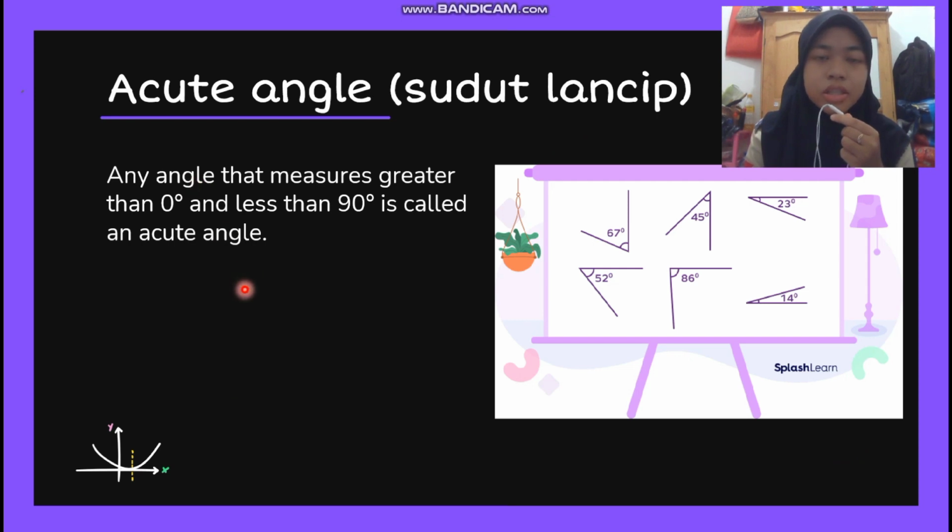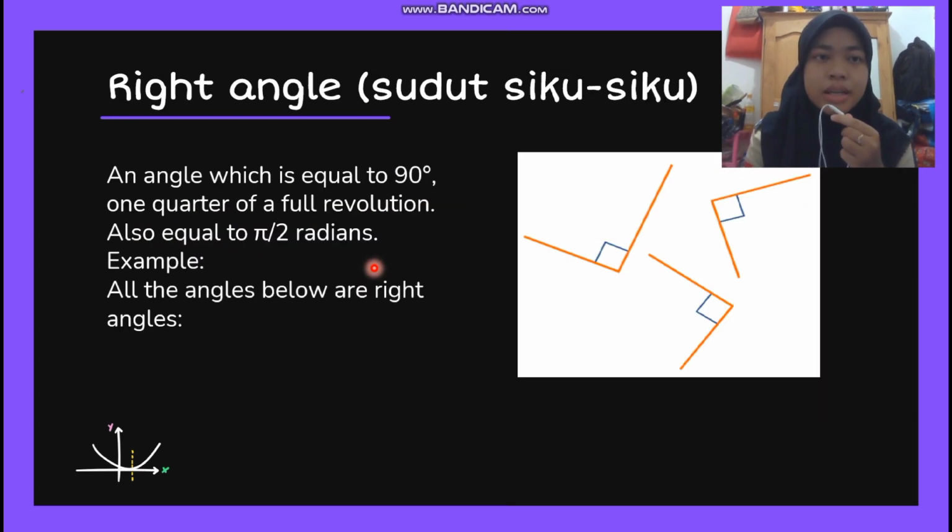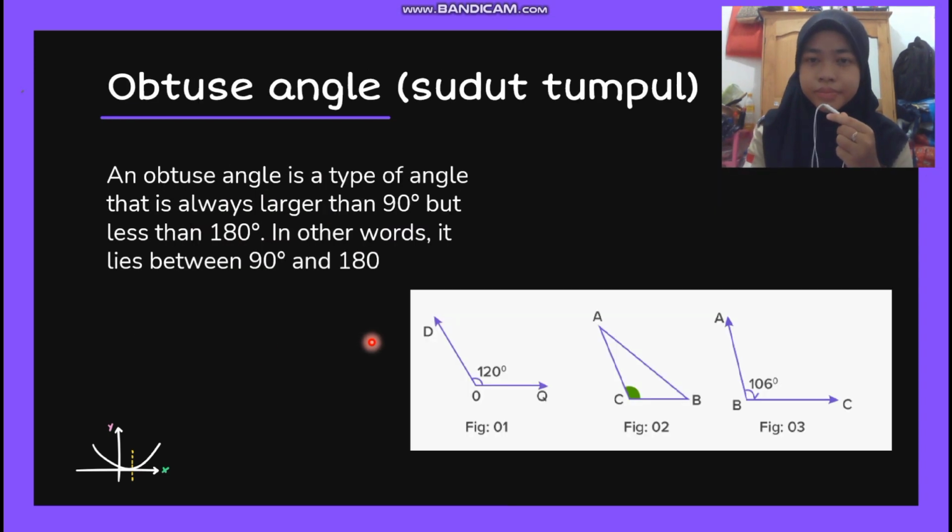The next is acute angle, which means sudut lancip. An angle that measures greater than 0 degrees and less than 90 degrees is called an acute angle. The next is right angle, which means sudut siku-siku. An angle which is equal to 90 degrees, 1/4 of a full revolution, also equal to pi per 2 radians. Example, all the angles below are right angles.